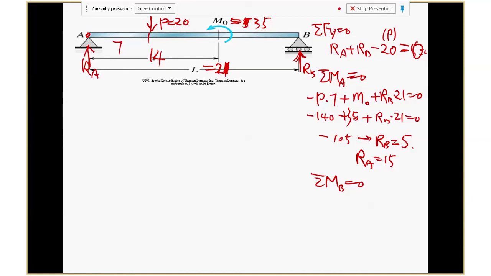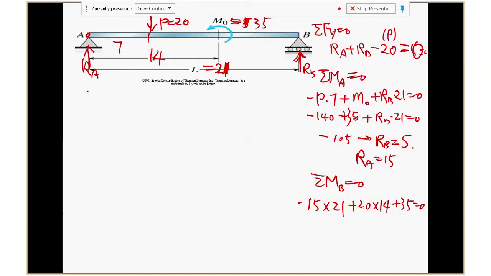To point B, right? To point B, so you have 15 times 21. That's going this way, so negative. Then you have the 20 times the 14. And then you have this 35. Is this equal to 0? Anyone got a calculator? I think it's 0, right? Okay, so that means we got RB correct. Okay, now we can move on. Let's draw the VM diagram.